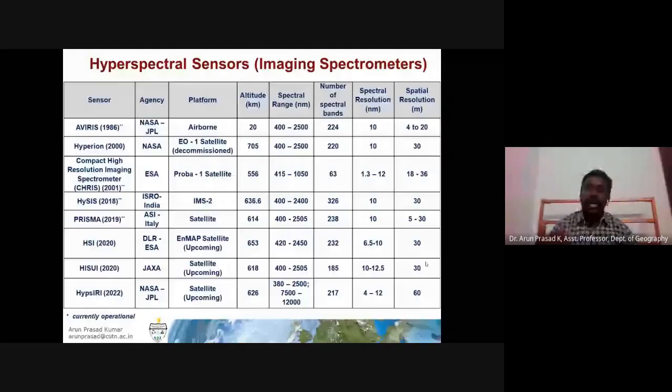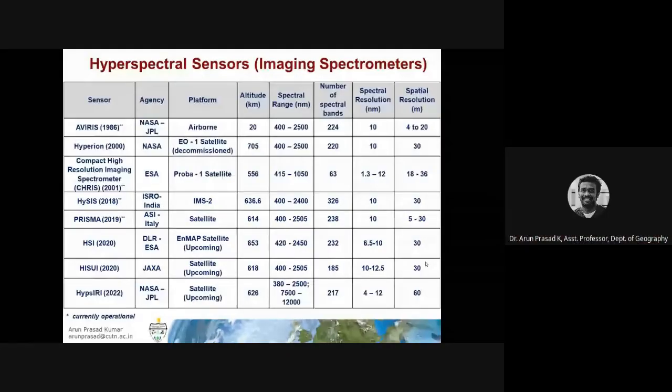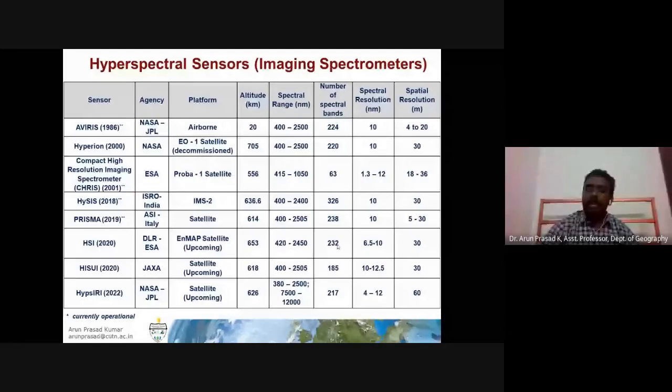So that also affects the space-borne sensors, even the upcoming sensors you can see here, from JAXA, the Hyperspectral Imaging Suite, which has been planned in 2020, and the Hyperspectral Imager. They are planned for 30 meters. They are not going for higher spatial resolution because of the difficulty of data reception and data storage. These sensors are not planning for much higher spatial resolution, but they attempted to increase the spectral resolution, though not that much higher.